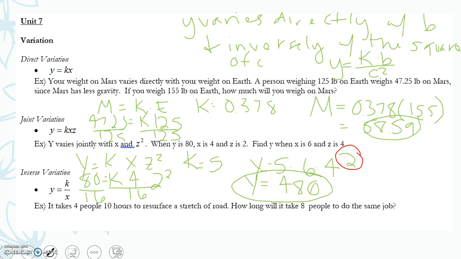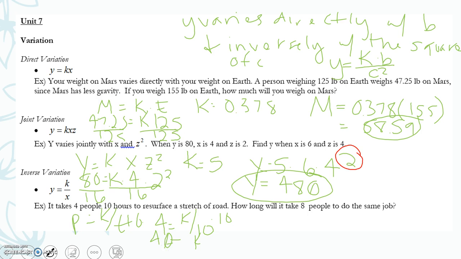The last variation is inverse, y equals k divided by x. So it takes 4 people 10 hours to resurface a stretch of road. So that is inverse because the more people you have to resurface a stretch of road, the less time it will take. That's inverse. So I have people equals k divided by time. So I'm going to plug in 4 people and k divided by 10 hours for time. So I would times by 10, so k is going to equal 40.